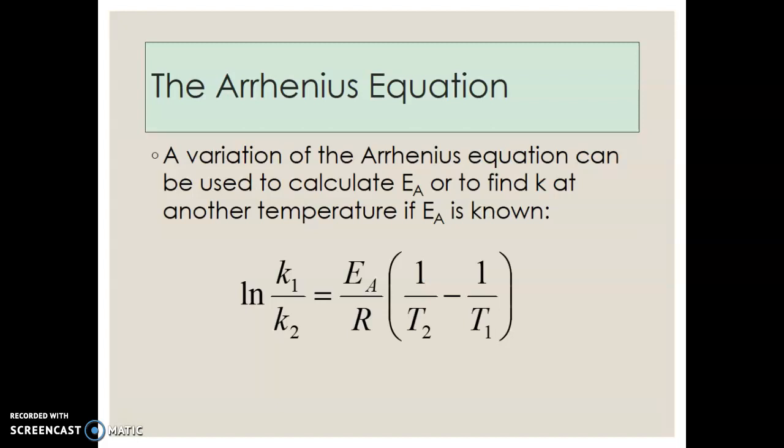A variation of the Arrhenius equation can be used to calculate the activation energy, or to find the rate constant at another temperature if the activation energy is known. So this is the natural log of K1 divided by K2 is equal to the activation energy divided by R times 1 over the second temperature minus 1 over the first temperature.